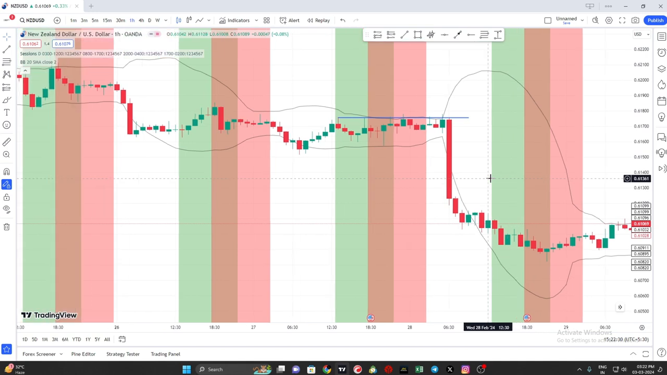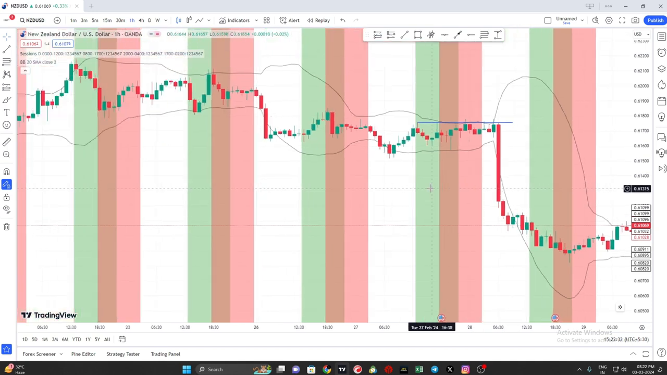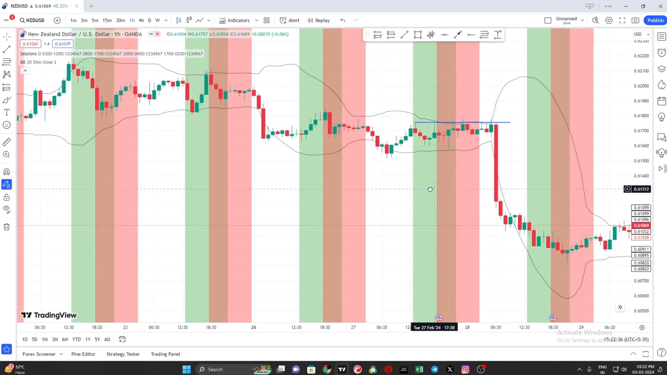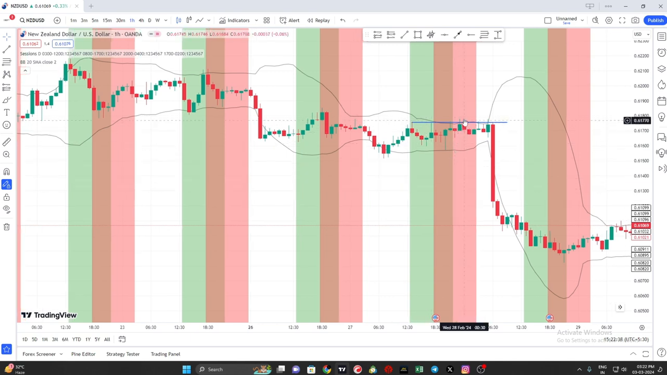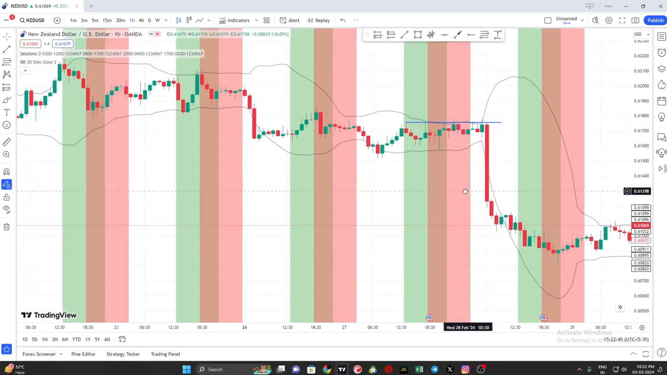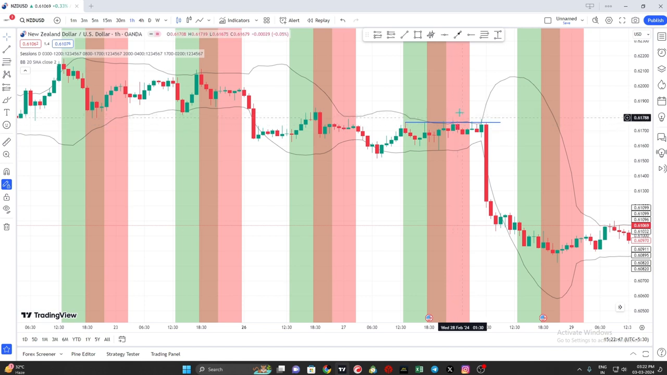So the very basic and simple thing which we will follow here is we will only take trades when we have a resistance of the trend line and also the resistance of the Bollinger Band. So when price is hitting the resistance of a trend line and also supporting that resistance, it is not just breaking the resistance, it is supporting the resistance and creating a red candle.